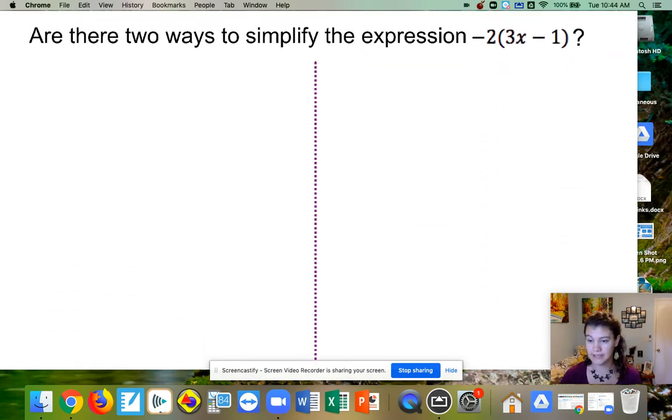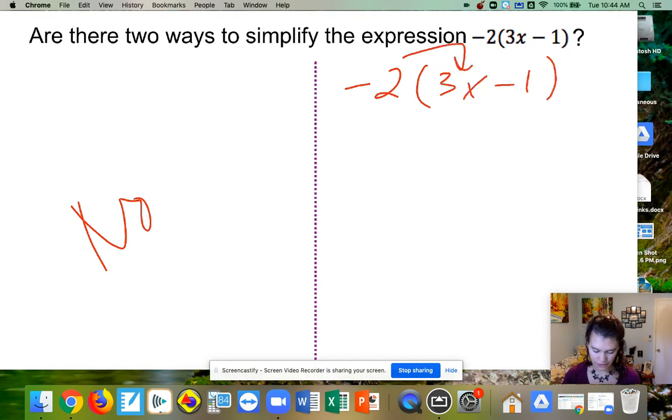So looking at this one, decide, can you do the same thing? Can you distribute and have it work? And then can you also just do parentheses and have it work? The answer is no. We can't do the parentheses because we don't know what x is. You can't subtract 1 from 3x. They're not like terms. So you have to distribute for this one.